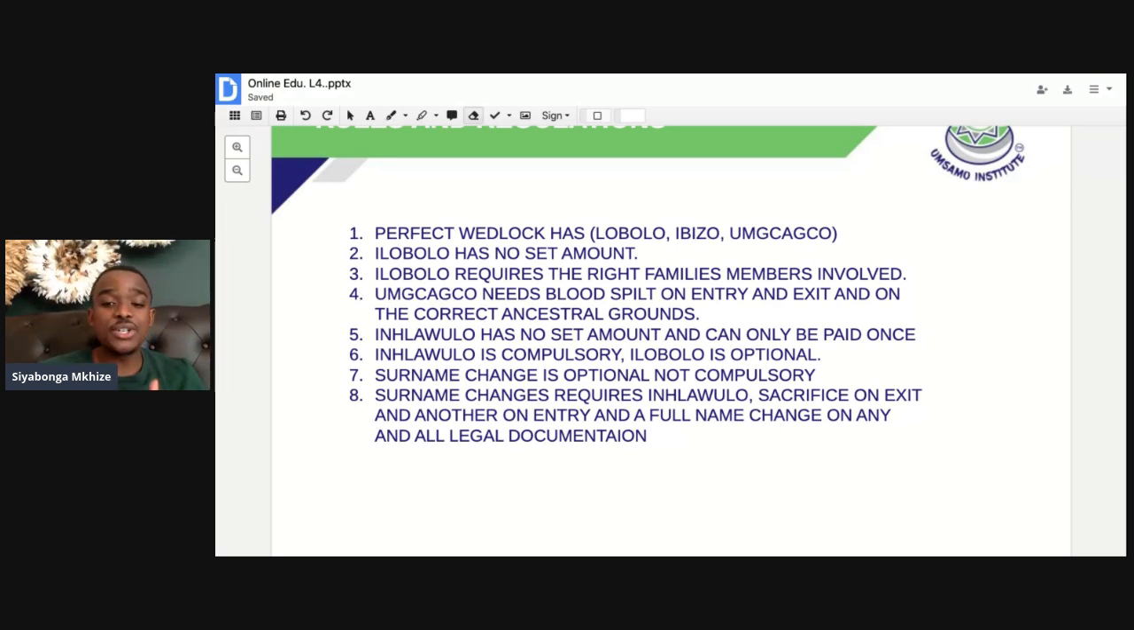Surname change is optional and not compulsory, and I want to say that surname change also does not determine your level of success in life unless uyabangwa. Let me explain. In other words, if you have your mother's surname and your father didn't pay inhlawulo, didn't pay ilobolo, that doesn't necessarily mean you can't be successful and you can't be great and have a beautiful, flourishing life with full spiritual expression, right?